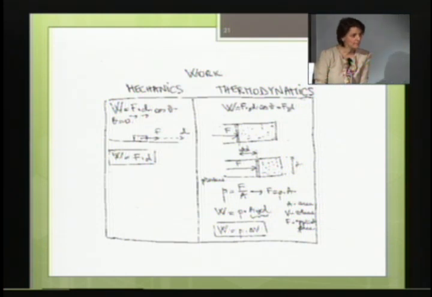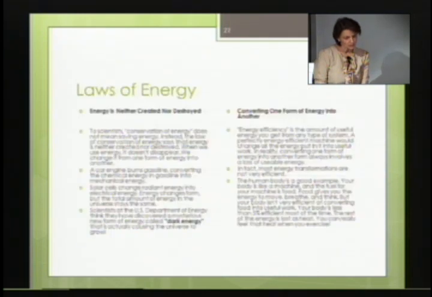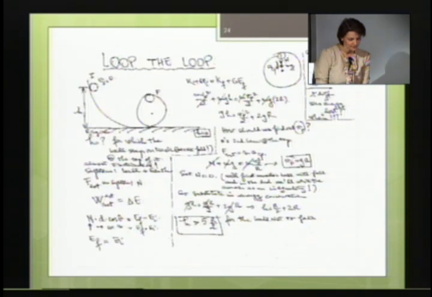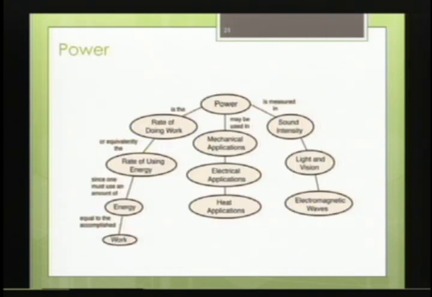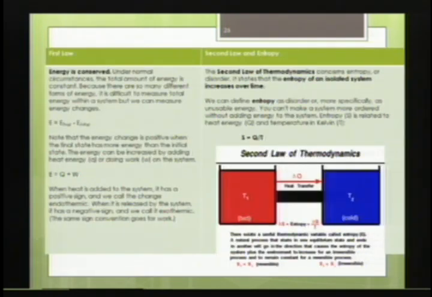Say louder. Kinematics? In mechanics, right? Yeah, okay. So here you have a little bit about laws of energy, right? Here you have loop-the-loop in your Moodle presentation. Here a little bit of power, which you said is the rate of doing work. Very good.